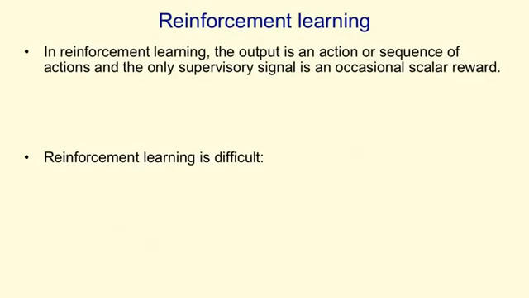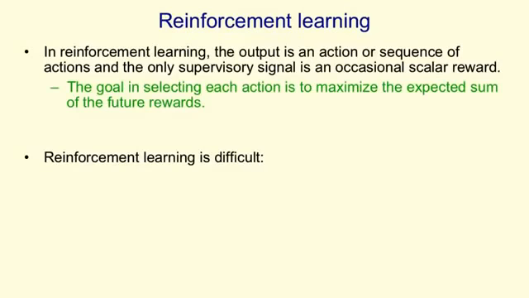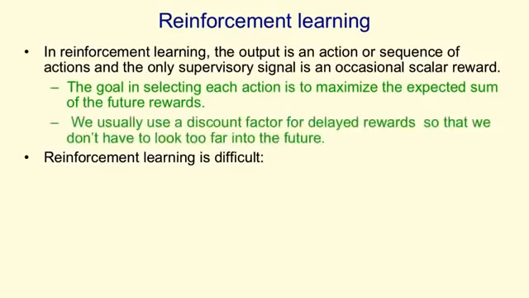In reinforcement learning, the output's an action or sequence of actions, and you have to decide on those actions based on occasional rewards. The goal in selecting each action is to maximize the expected sum of the future rewards, and we typically use a discount factor so that you don't have to look too far in the future. We say that rewards far in the future don't count for as much as rewards that you get fairly quickly.